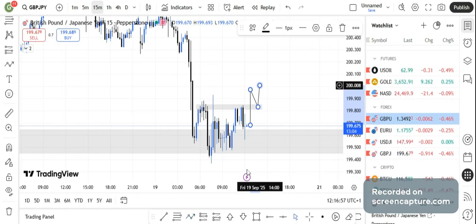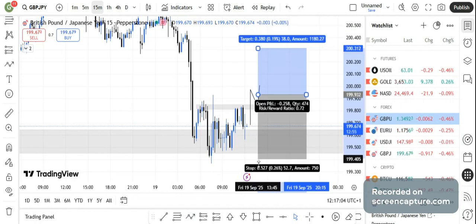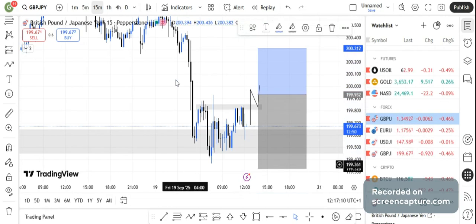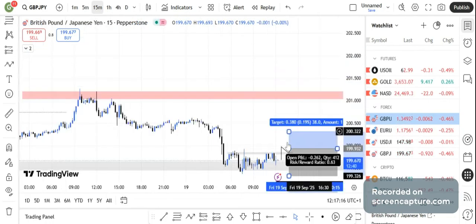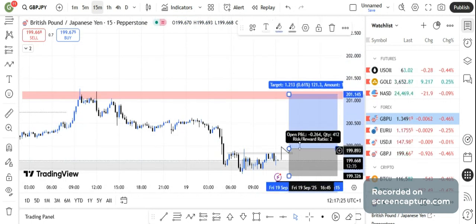Once I see two bullish candlesticks, I will just open a trade, and I'll put my stop loss right here, at this low. Then I'll set my take profit at the next high. This is it. Can you see? It's 1 to 2, a 1 to 2 risk to reward ratio. That is the trade. I don't want to take much time on this.